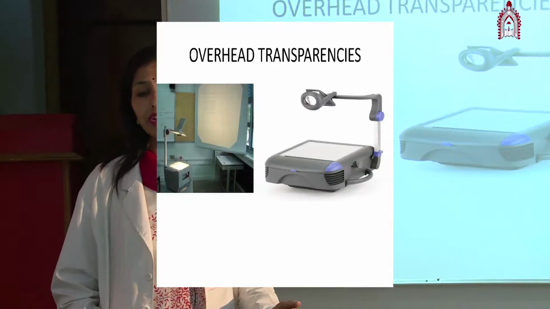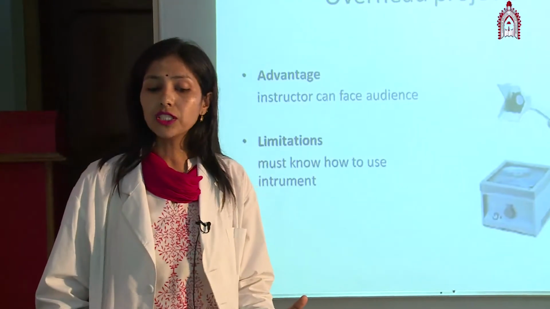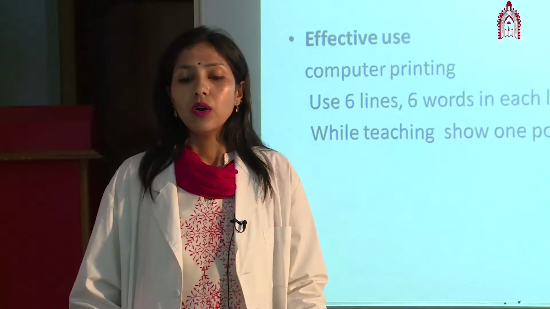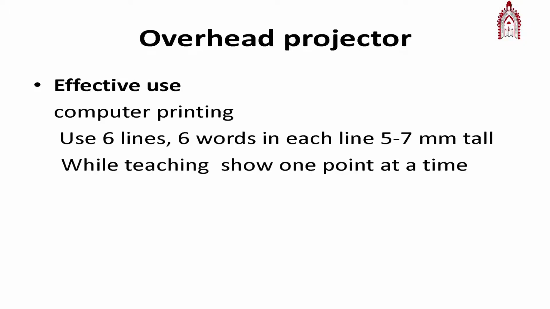Next is overhead transparencies. The advantage is that the instructor can face the audience and we have the written material there. The limitation is that you must know how to use the instrument, and it's not that costly. To make the overhead projector effective, use computer printing rather than writing, because it is more clear and it is good.